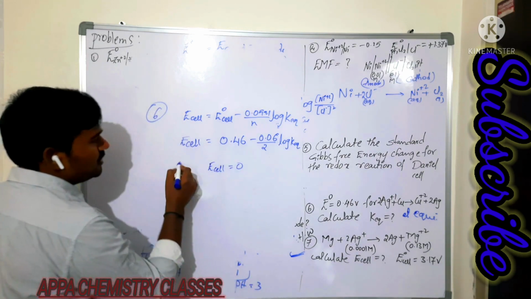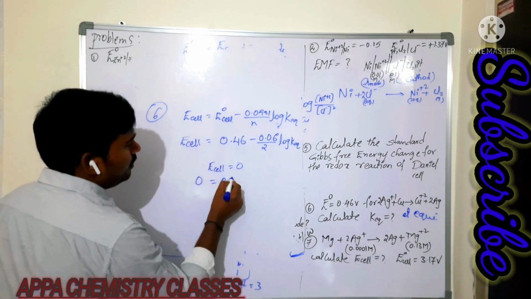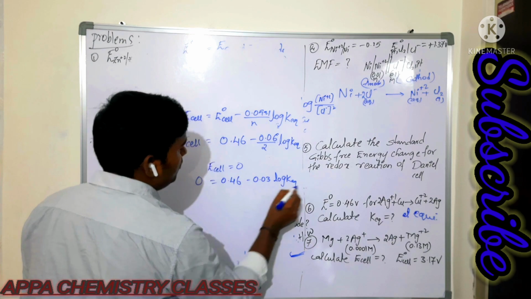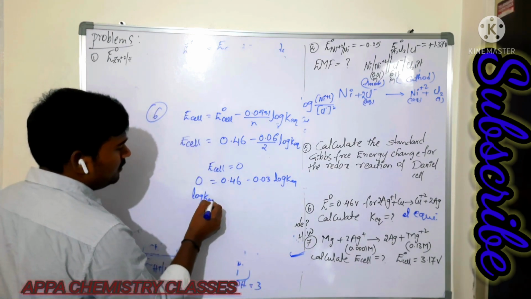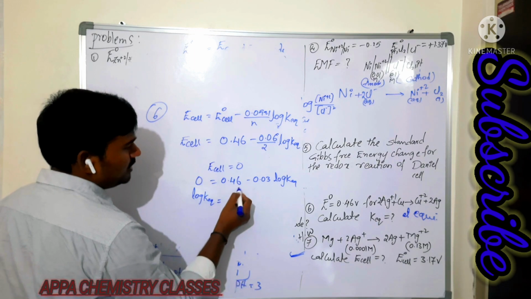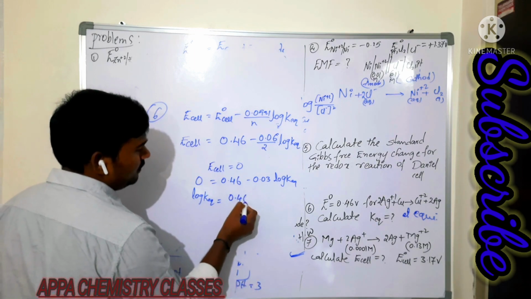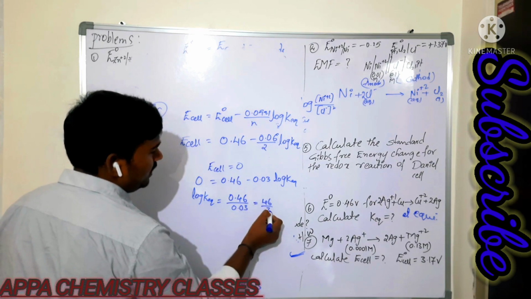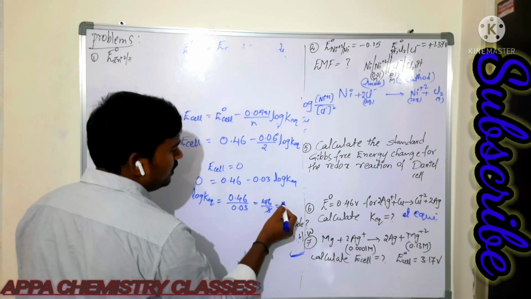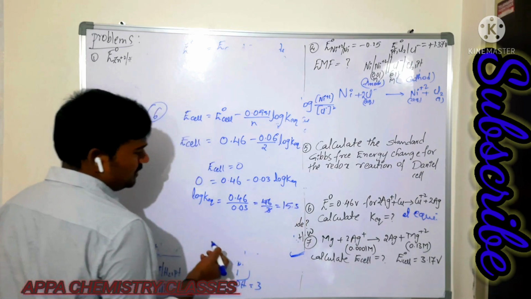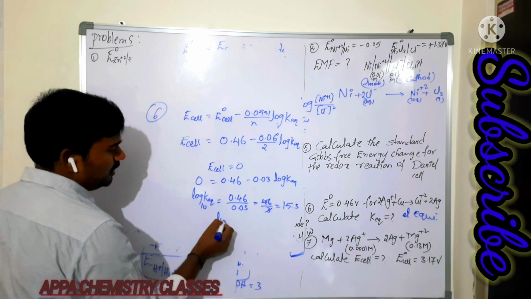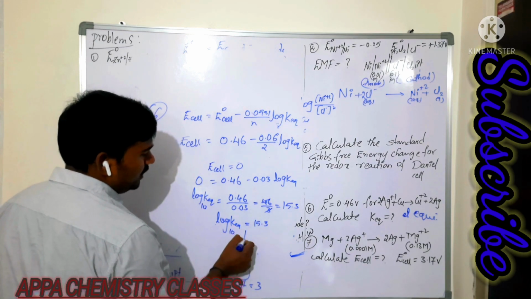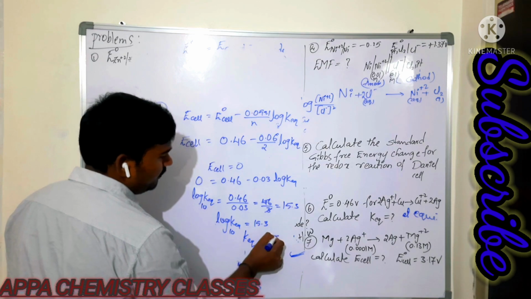So you substitute E cell as 0 here: 0 equals 0.46 minus 0.03 log of K equilibrium. Then log K equilibrium is equal to 0.46 by 0.03. You can take 46 by 3, which is 15.3 something. That is log base 10 of K equilibrium. Log K equilibrium is equal to 15.3, so K equilibrium will be 10 power 15.3.